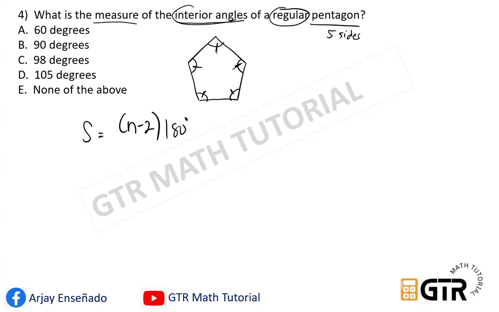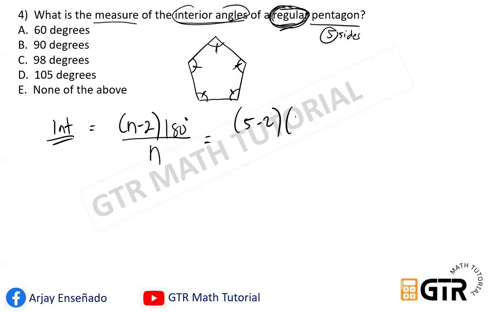But for each interior angle of a regular pentagon, all we have to do is divide this. So the interior angle is equal to n minus 2 times 180 divided by n. This is the interior angle of a regular polygon, only applicable to regular ones. We just substitute 5 for n. So we have 5 minus 2 times 180 degrees divided by 5, which is 3 times 180 degrees divided by 5.